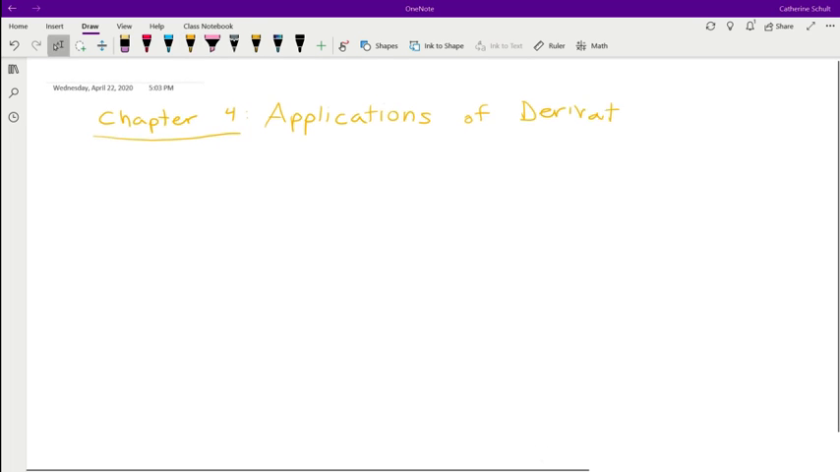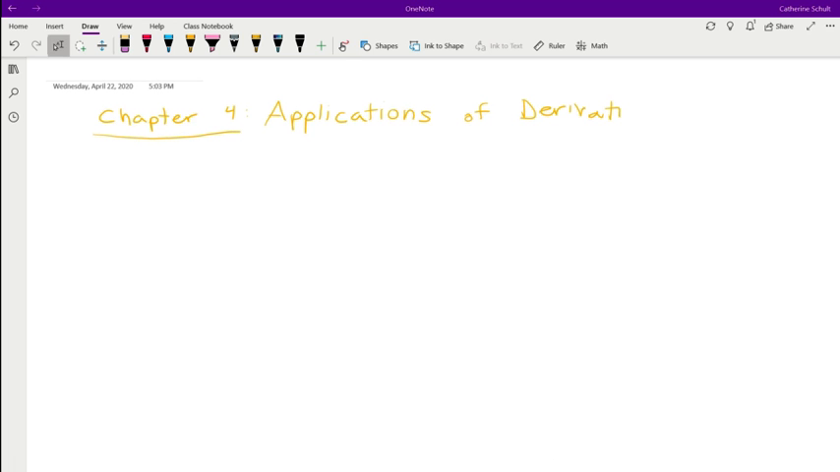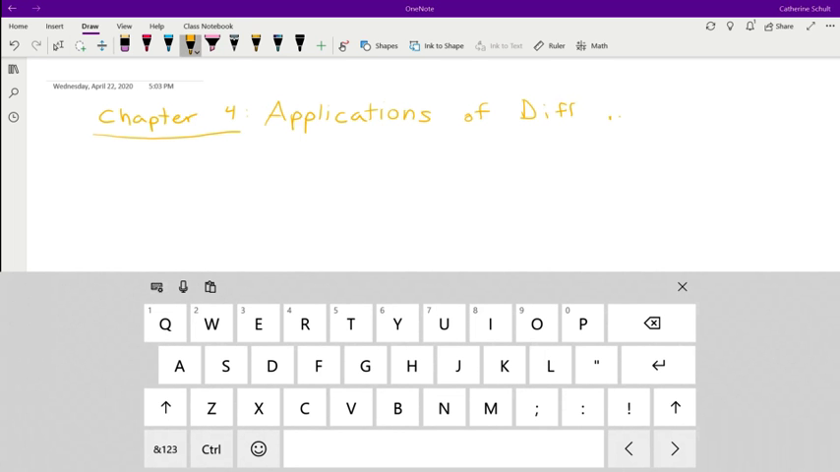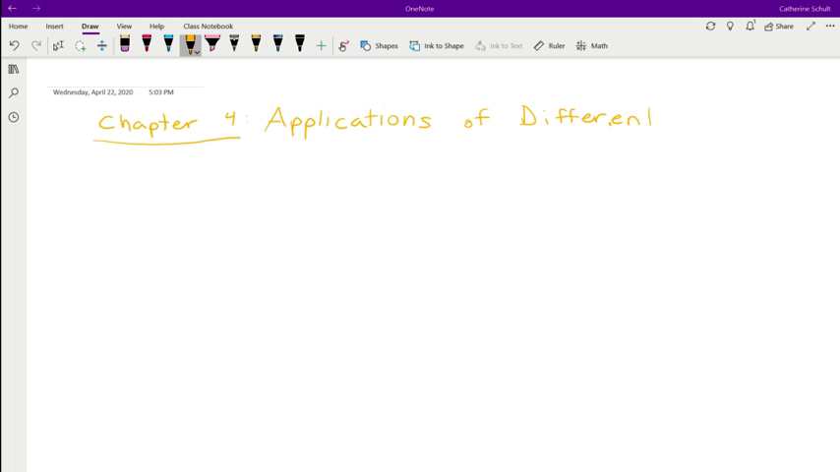All right, so application of differentiation. I spelled it wrong. And in section 4.1, we're going to be looking at the maximum and minimum values of a function.